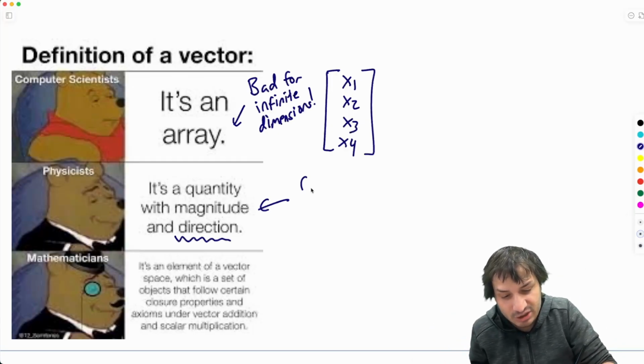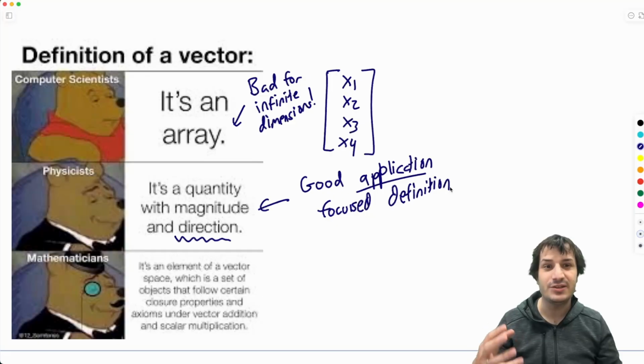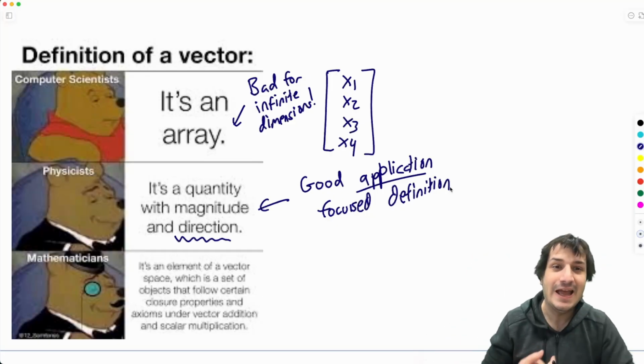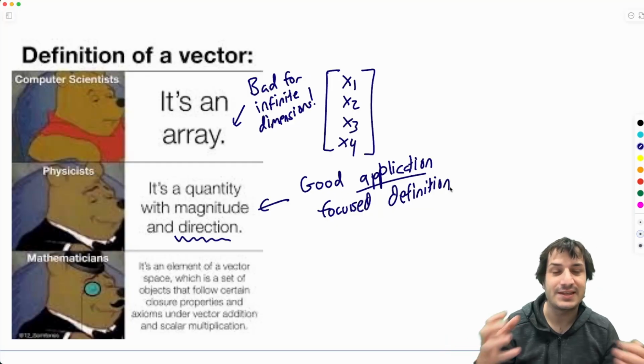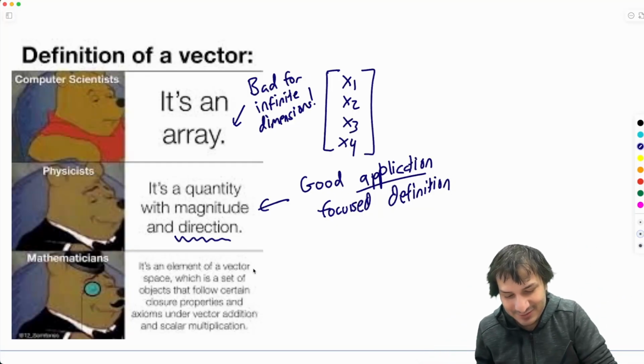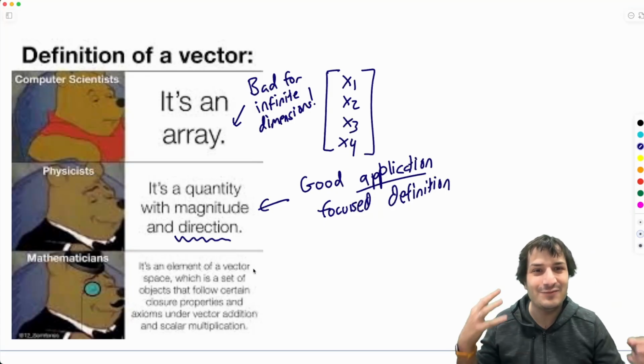So I would say this is a good application focused definition. It's like I want to be able to talk about things that have a direction, so I make this definition of a vector is a thing with magnitude and direction, and then I can unlock all sorts of things like adding them together and stuff like that. It turns out for us, we want this third definition, which is very blurry over here, but we will go into in more detail. It's an element of a vector space.